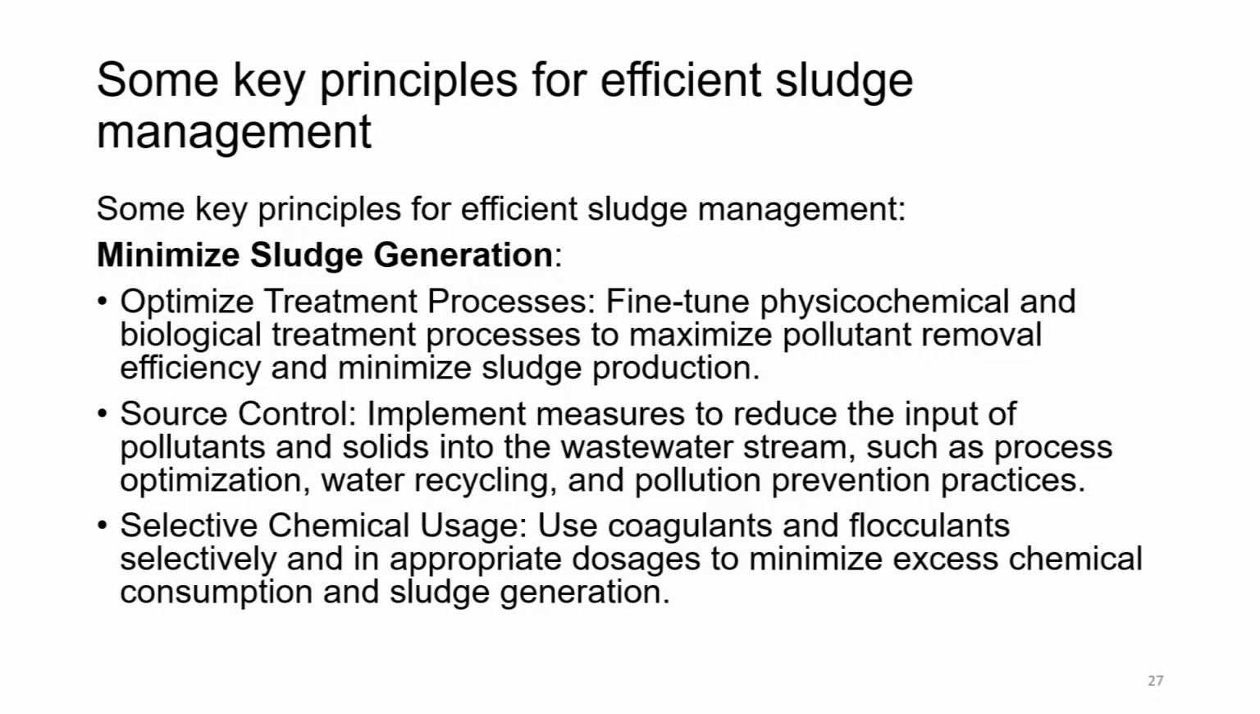Source control. Implement measures to reduce the input of pollutants and solids into the wastewater stream, such as process optimization, water recycling, and pollution prevention practices. So, at source only we are making control that less pollutant water is generated. Selective chemical usage. Use of coagulants and flocculants selectively in an appropriate dosage to minimize excess chemical consumption and sludge generation.